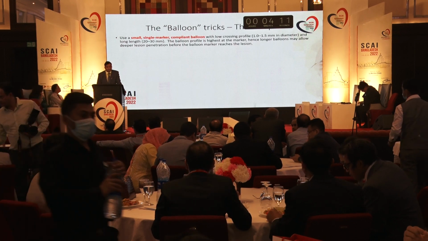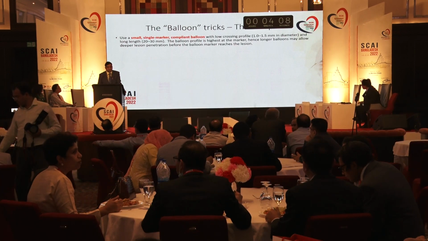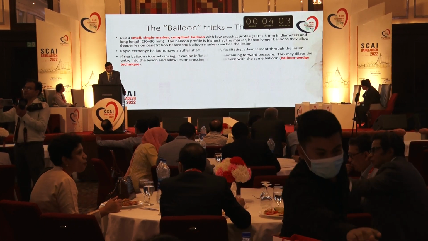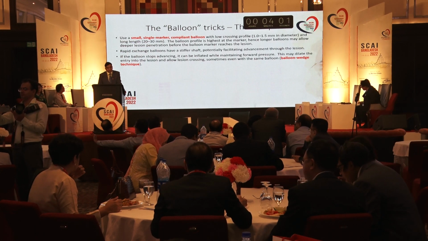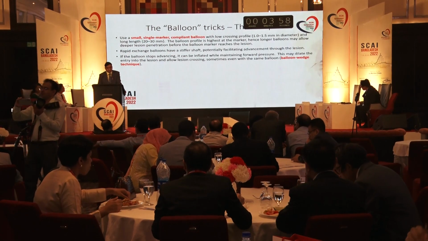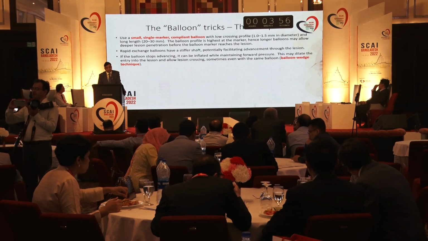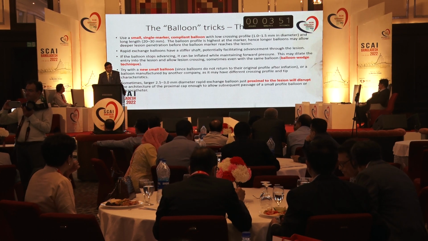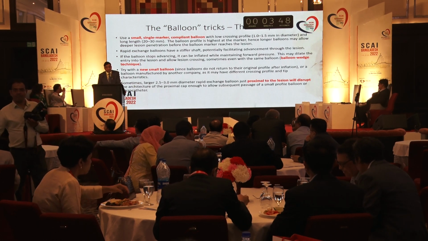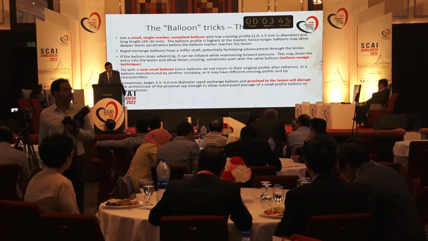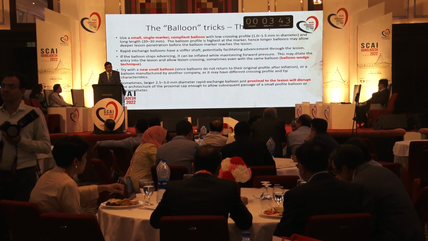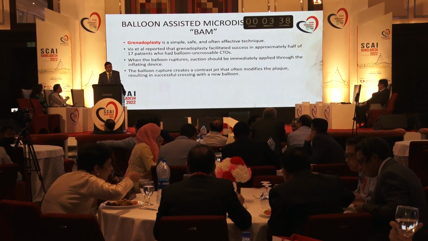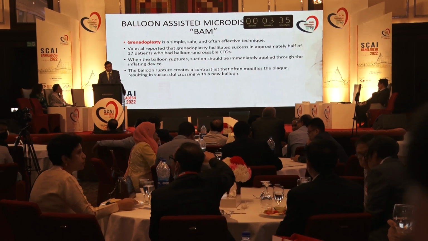So to summarize step 1, using small single marker compliant balloons with low crossing profile and long lengths may sometimes help us through. Rapid exchange balloons have a stiffer shaft and may potentially facilitate advancement to the lesion. We should try the balloon wedging technique and try with a new small balloon, since balloons do not return to their original profile even after a single inflation. And sometimes a larger 2.5 x 3 mm rapid exchange balloon proximal to the lesion might disrupt the architecture to help us get to a smaller balloon in the subsequent attempt.